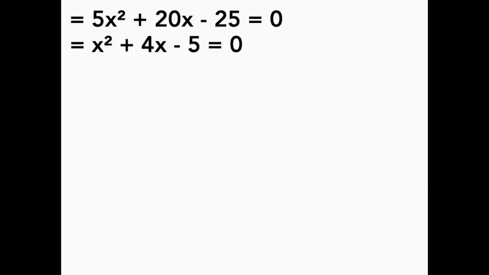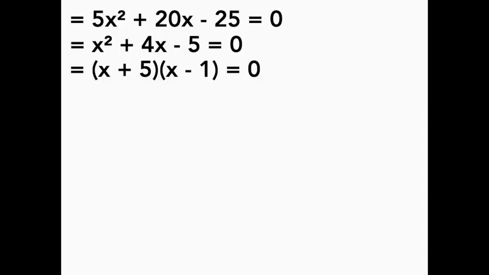Next, we have to use the reverse FOIL method. Find two numbers that when you multiply to each other will result to negative 5, and when you add to each other will result to positive 4. The two numbers are positive 5 and negative 1. Positive 5 times negative 1 will be equal to negative 5, and 5 minus 1 is equal to 4. Our equation will now be x plus 5 times x minus 1 equals 0.